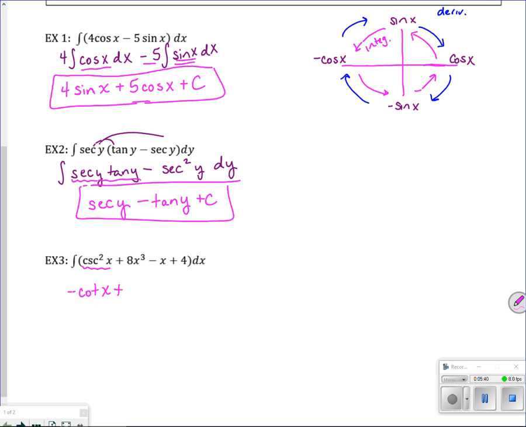And then I do power rule on everything else. So that's going to be x to the 4th divided by 4. 8 divided by 4 gives me 2. That's going to be x squared divided by 2, so I have a 1/2 there. And then a plus 4x. And I can't forget my constant of integration. And there is my answer. So just, again, some memorization, and then you can add that on to what you already know.